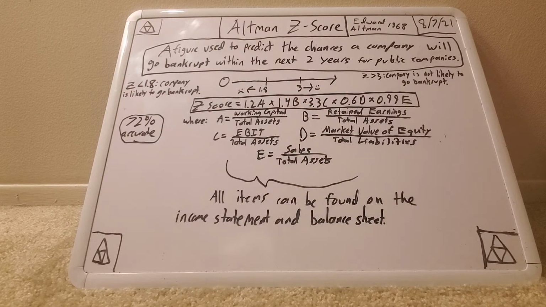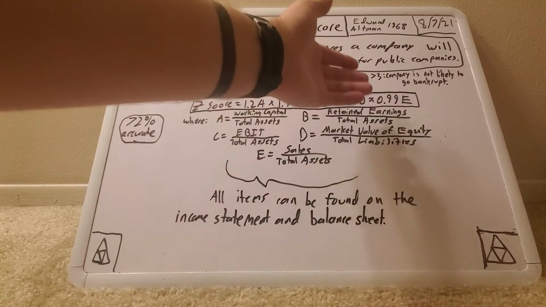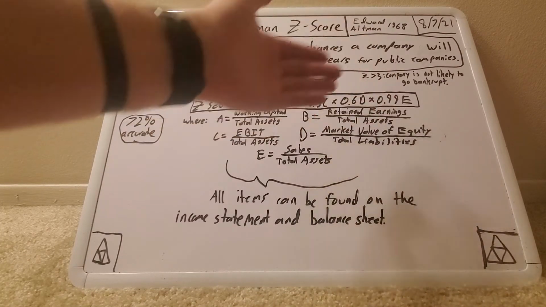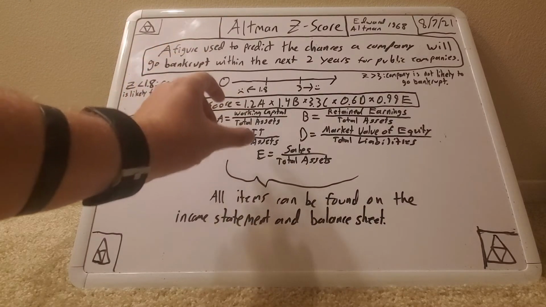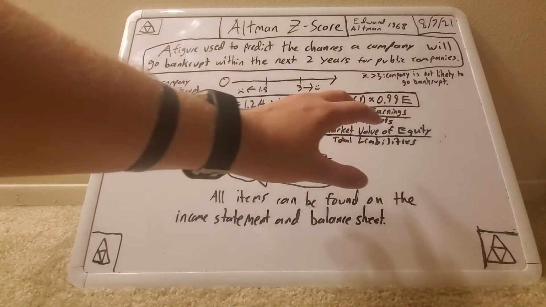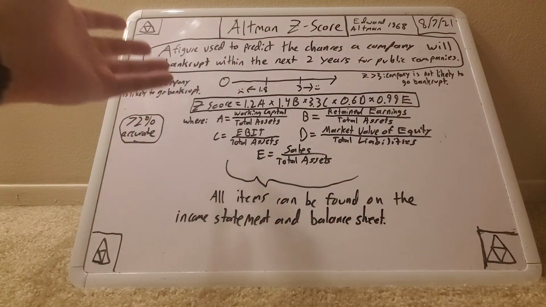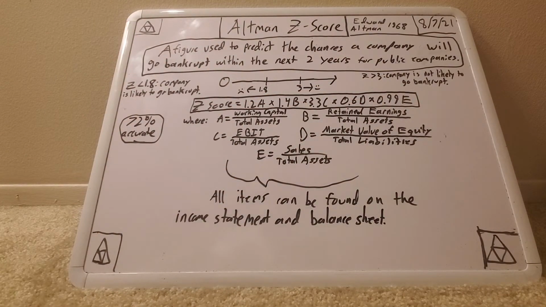And what the market value of equity is, it's also just going to be market capitalization. So it's going to be the total shares outstanding for this public company times the current stock price. And then lastly, we have E, which is 0.99 times E. So E is going to represent sales, so revenue, divided by total assets. So once you get each one of these numbers, then you plug it into the equation, and then you will get a single number. That's going to be the z-score.